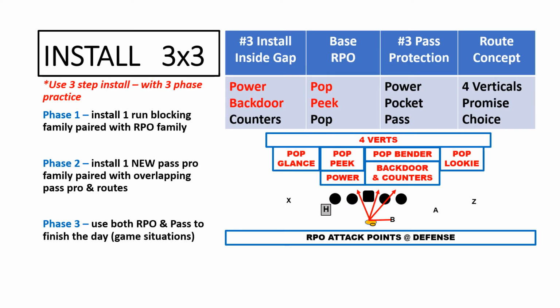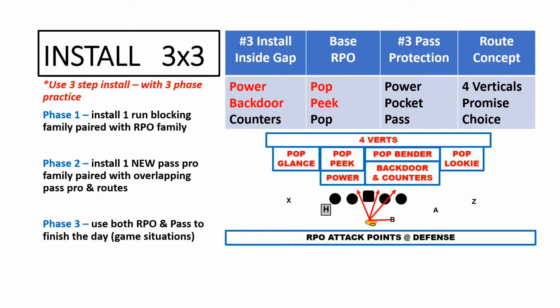All right, looking at our install here for power and backdoor power, we like to use a 3x3 process where we're going to install it in 3 steps, but 3 phases of practice. You can see here we're focusing on power, where we run towards the HVAC. A backdoor power then is when we run power away from the HVAC.